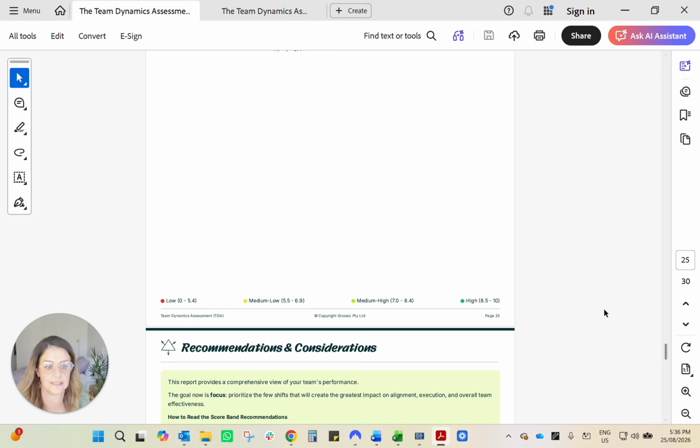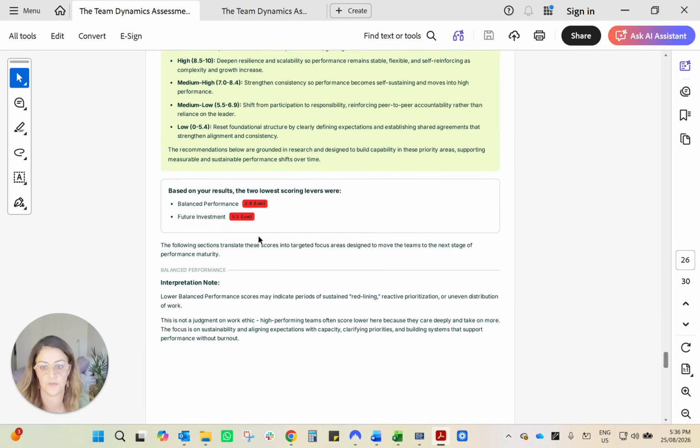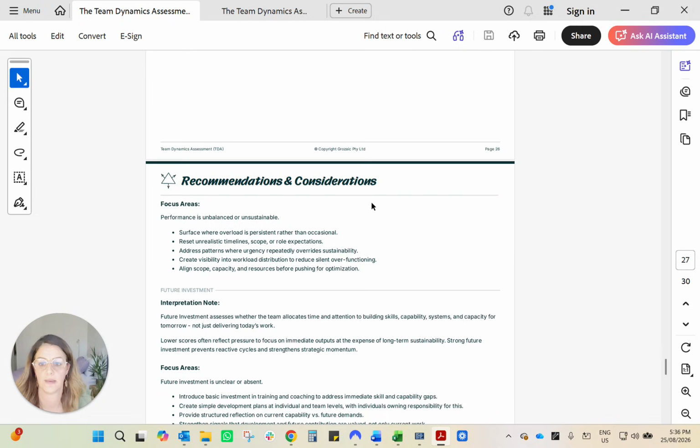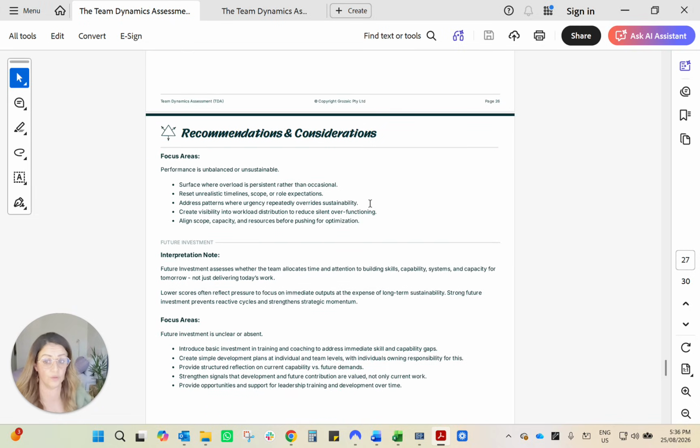So coming down, lastly here, we provide recommendations. So for the 2 lowest performing levers, we give an interpretation note. So to understand in a little bit more detail, for example, lower balance performance here may indicate periods of sustained redlining for a team. And some of the things that we talk about doing is go and surface where overload is persistent rather than occasional, go and reset unrealistic timelines, scope or role expectations, address patterns where urgency repeatedly overrides sustainability. I think a lot of things that many teams can relate to for sure.